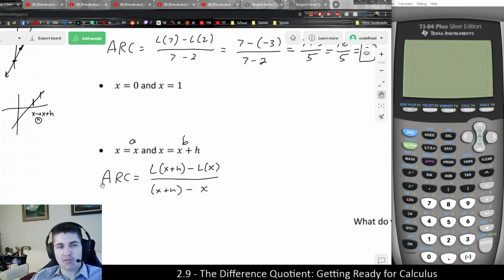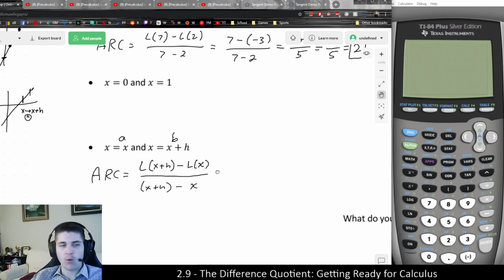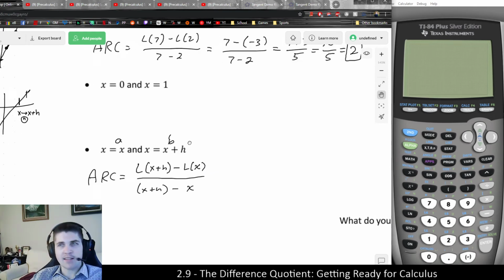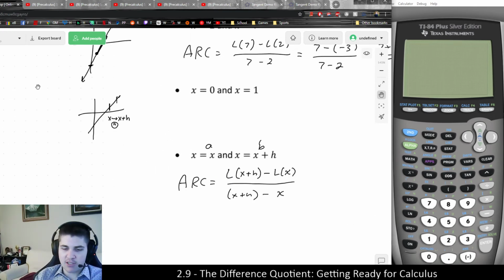And this is actually what we refer to as the difference quotient, which is the fundamental definition for a derivative in calculus. And in the next video, I'm going to talk about why that'll make sense. But for now, let's just look at the algebra of what this means. Basically, this is going to find the average rate of change between those 2 points defined by x and x plus h.